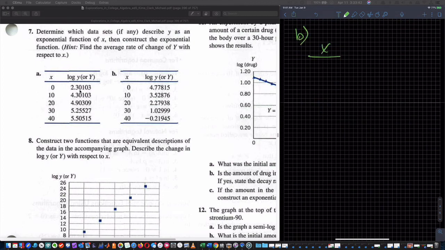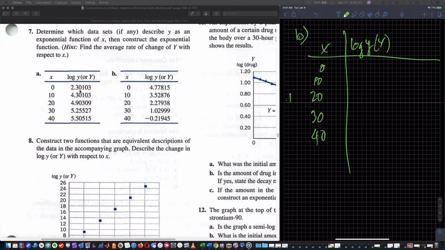And that's x and log y, which we call cap Y. And we got 0, 10, 20, 30, 40 again. So these are all increments of plus 10. So I got 4.77, 3.52, 2.28, 1.03, and negative 0.219. And so what's the distance between those two numbers?